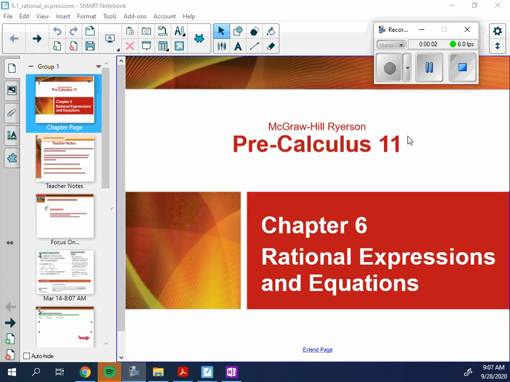Chapter 6, rational expressions and equations. So rational expressions, just so you know, a rational number is a number that can be expressed as a ratio of a numerator over a denominator. So it's something that we turn into a fraction, right?